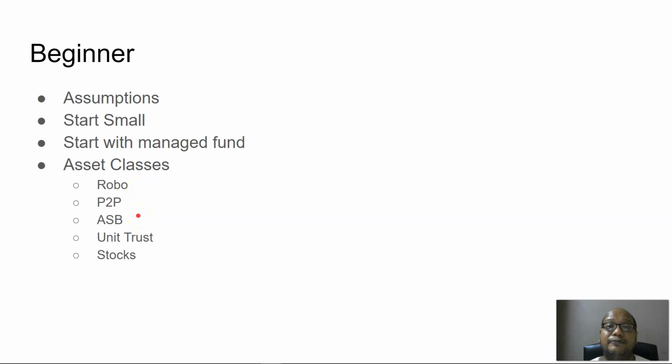The fourth alternative is the Amanah Saham unit trust. Here, we can either choose the Bumiputra portion or the non-Bumiputra portion.